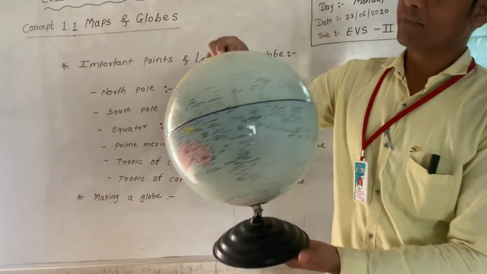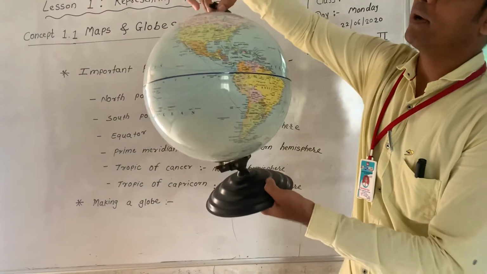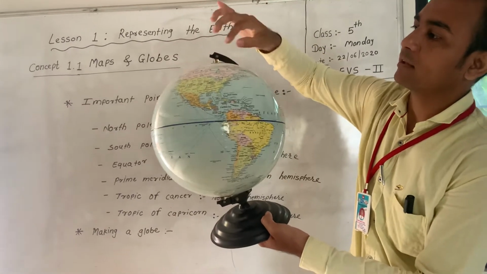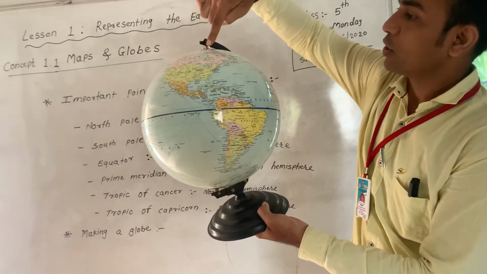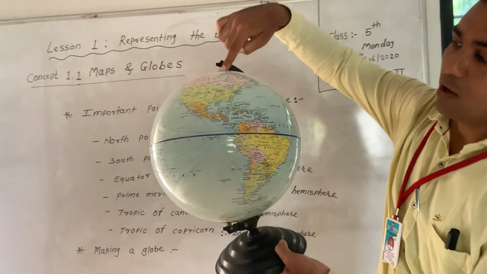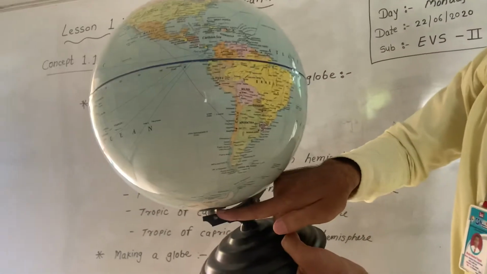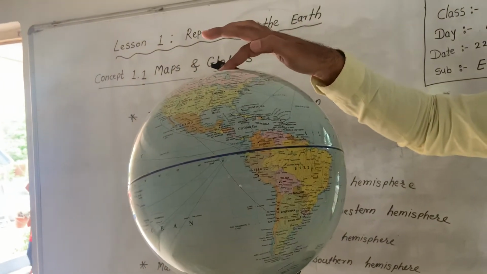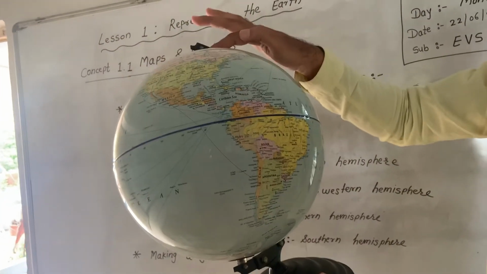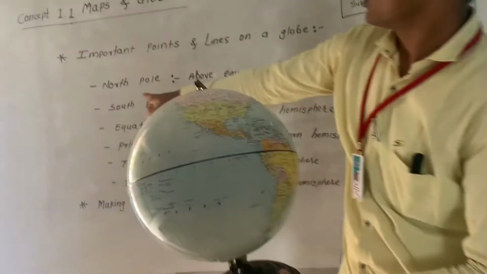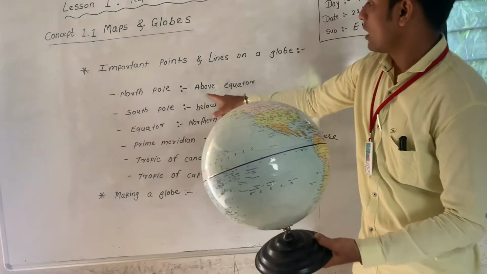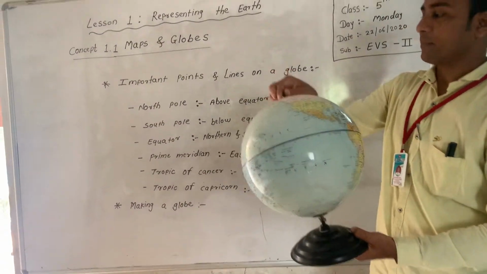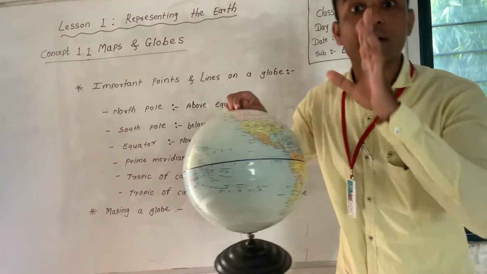This is the globe, and on that globe, the upper point, the top point, can you see that point? That is the North Pole. And this below is the South Pole. These are the two poles we have discussed, above the equator and below the equator. Now we will see the third point, the equator.